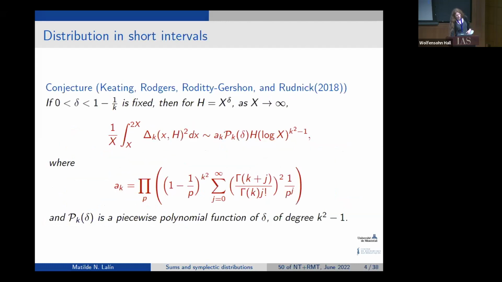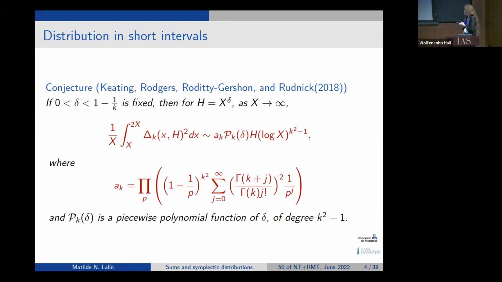In general, there is a very nice and general conjecture due to Keating, Rodgers, Roditty-Gershon and Rudnick. From now on, I'm going to call them KR3 because I'm going to mention them often. They had this very beautiful paper from 2018 in which they formulated a conjecture for what this variance should be. As you can see, the range of h is bigger, but with h smaller.